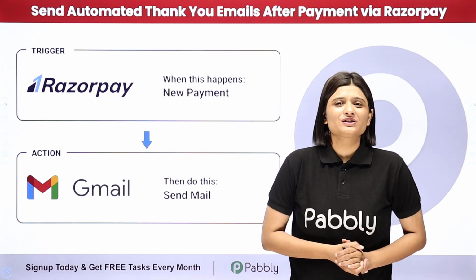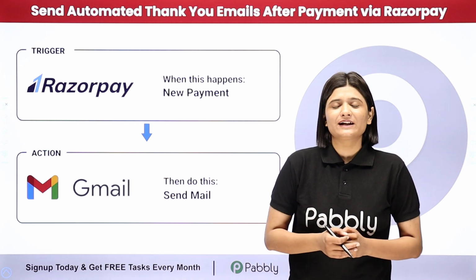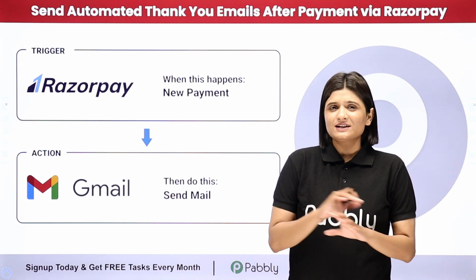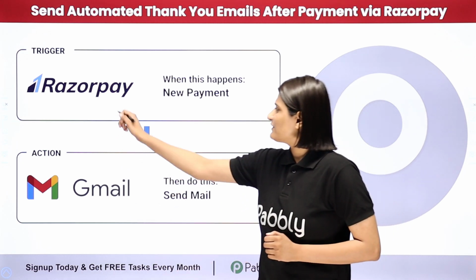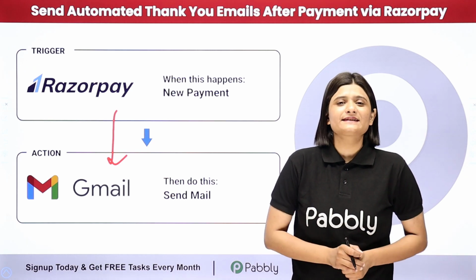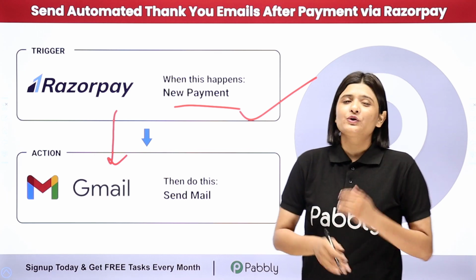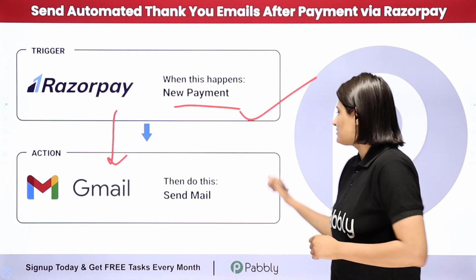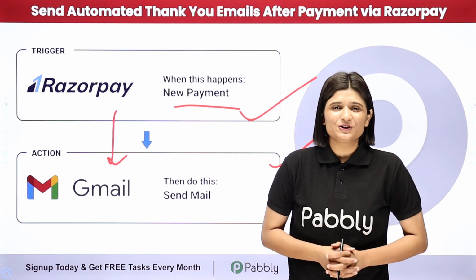And to do this automation, I'm going to use Pabbly Connect. Pabbly Connect is an amazing automation and integration software which requires no coding or programming skills. Here I just need to build a connection between Razorpay and Gmail. With the help of Pabbly Connect, I'm going to build this connection in such a way that whenever there is a new payment in Razorpay, automatically a thank you mail will be sent to this customer. Now if you want to learn the step-by-step process, then let me take you all to my screen.